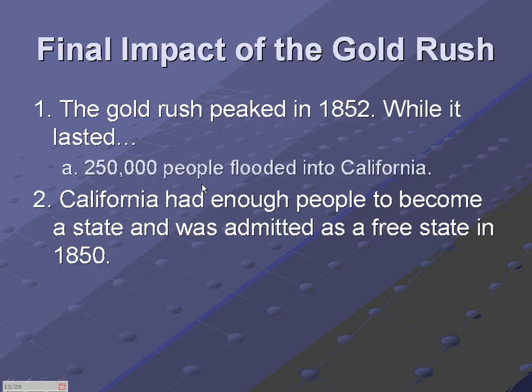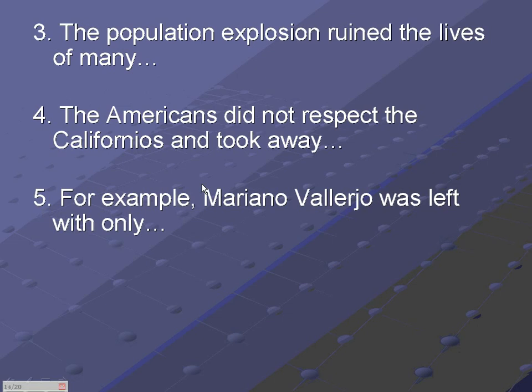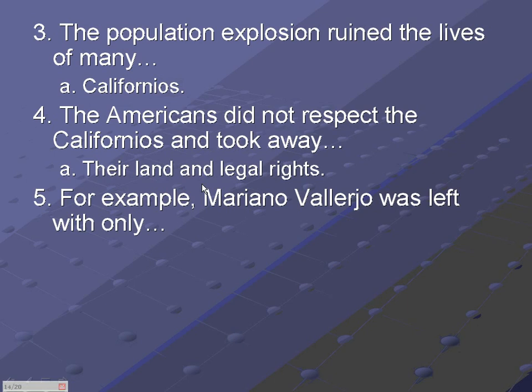While it lasted, 250,000 people flooded into California. By the end of the gold rush, California had enough people in it to become a state. It applied for statehood, and it was admitted as a free state in 1850. The population explosion ruined the lives of many Californios. The Americans did not respect the Californios and took away their land and legal rights.